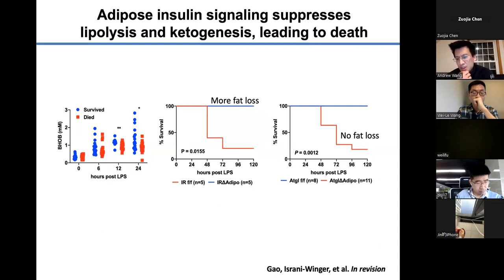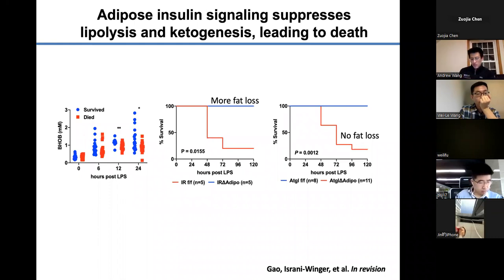We had previously shown, when I was a postdoc in Ruslan's lab, that ketogenesis was a very important aspect of surviving LPS challenge. So we looked at a whole bunch of things, and here I'm just showing beta-hydroxybutyrate, which is one of the ketone bodies. Consistent with our findings from many years ago, we did find a modest but significant difference in the amount of ketone bodies that we could detect in the blood. Again, consistent with the fact that mice were less able to engage in lipolysis and fatty acid oxidation.